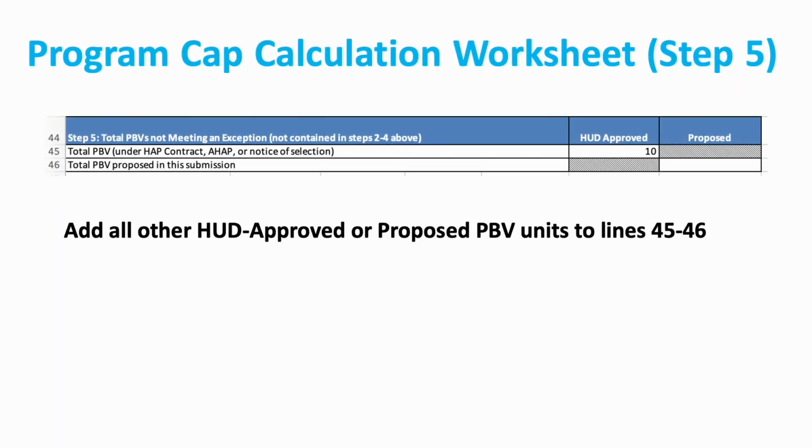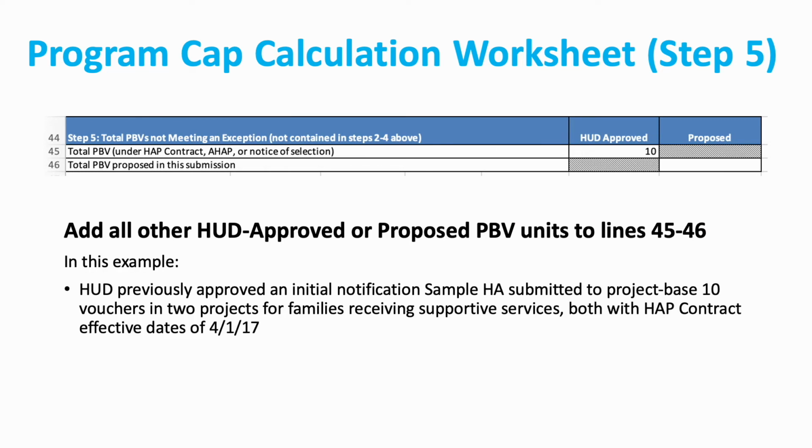In Step 5, you will report the number of regular HCV PBV units. This step is sometimes confused for a sum total of the entire worksheet. The intended use of this section is to report on any units that don't fit into another category that was reported on above. In this example, the Sample Housing Authority previously submitted to Project-Based 10 units and are not proposing any more.